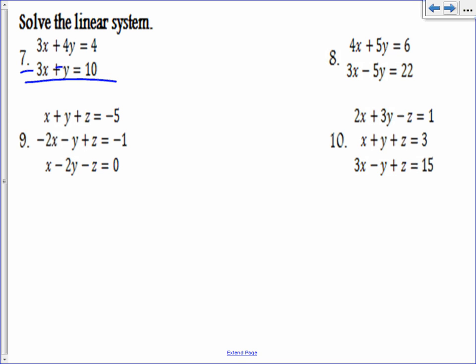Guys, make everything negative. 3y equals 6, y equals 2. Take that 2 and plug it in. 3x plus 8 equals 4. Let's see, I'm sorry, negative 6. So y equals negative 2. So this will be negative 8. So when I add 8 to the other side, 3x equals 12, x is 4. Guys, 4, negative 2 works in both equations.